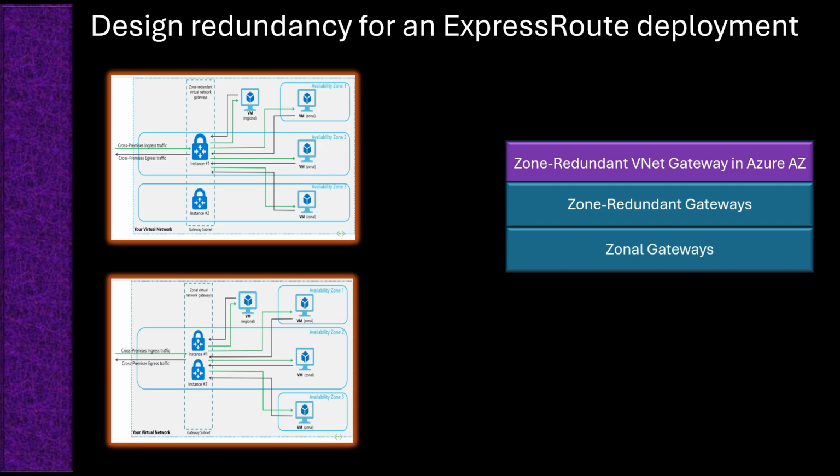This two pronged redundancy strategy, combining VPN as a backup with zone redundant gateways, creates a resilient setup for reliable, continuous connectivity to Azure.